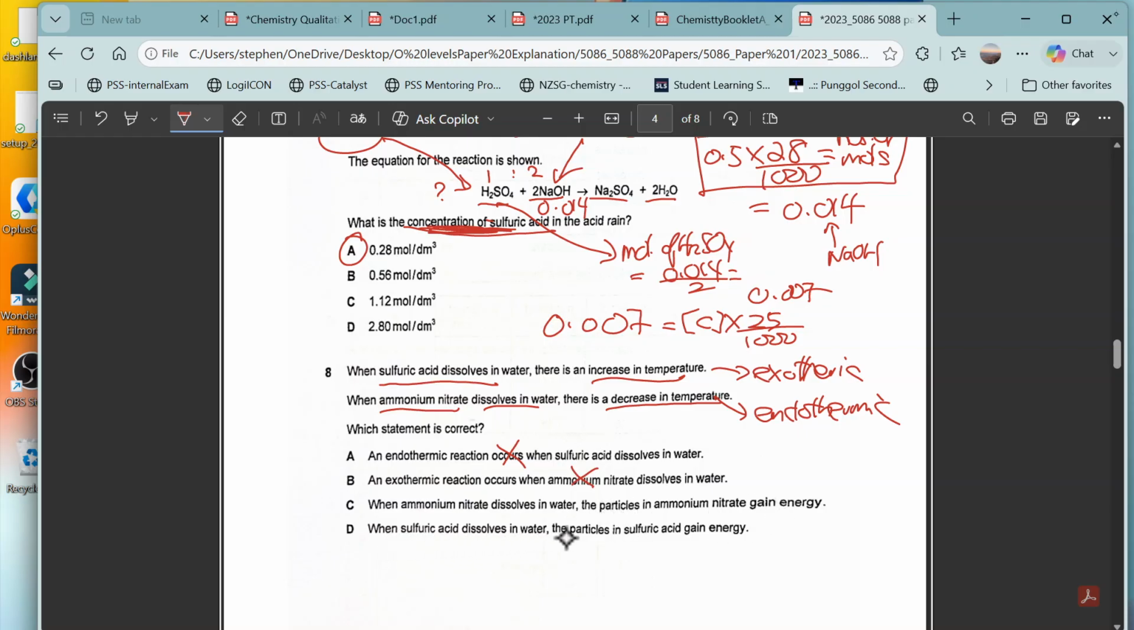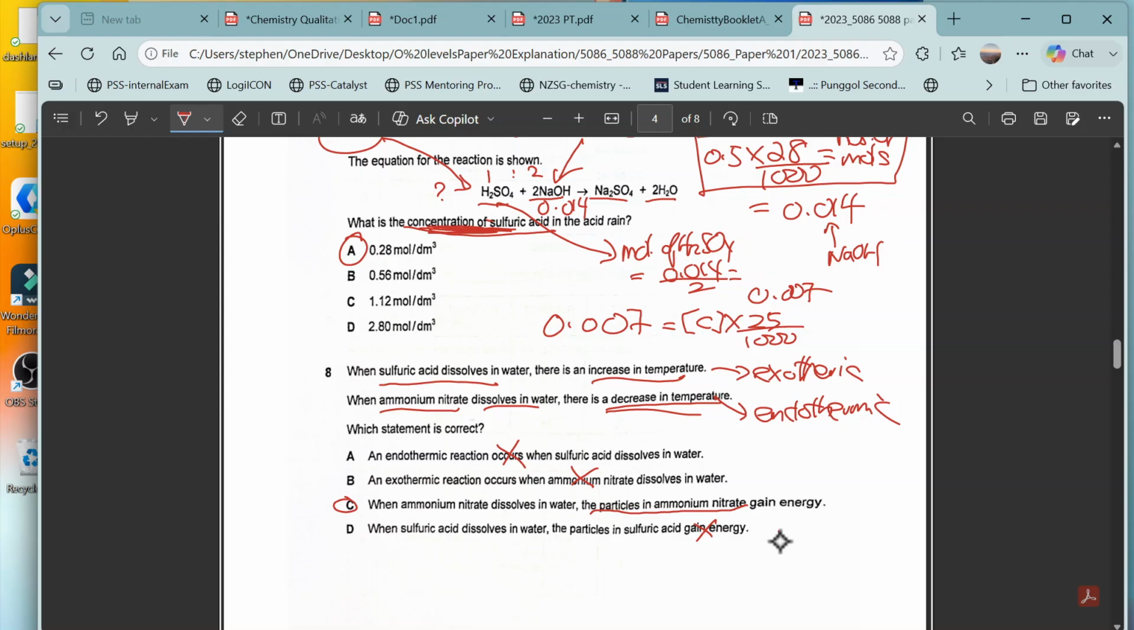Let me see. Okay, so when ammonium nitrate dissolves in water, the particles in ammonium nitrate gain energy. I think this is correct. Right? And when sulfuric acid dissolves in water, gain in energy. No, I know what you're thinking. I thought you said that when ammonium nitrate dissolves in water, the particles gain energy. Am I right or wrong? If it is gain energy, how come there's a decrease in temperature? How come like that?